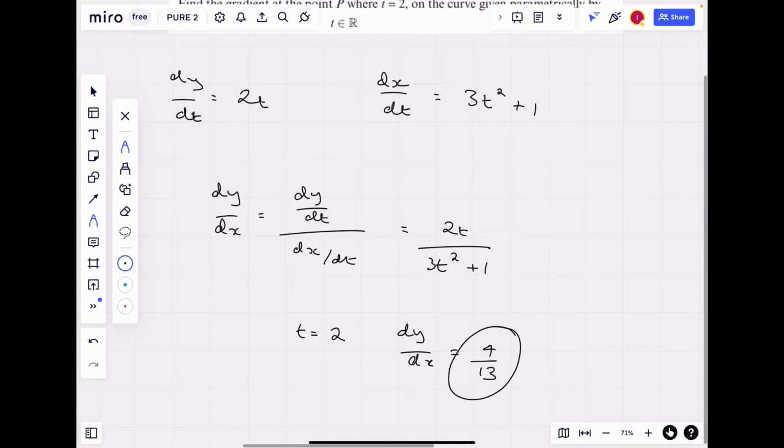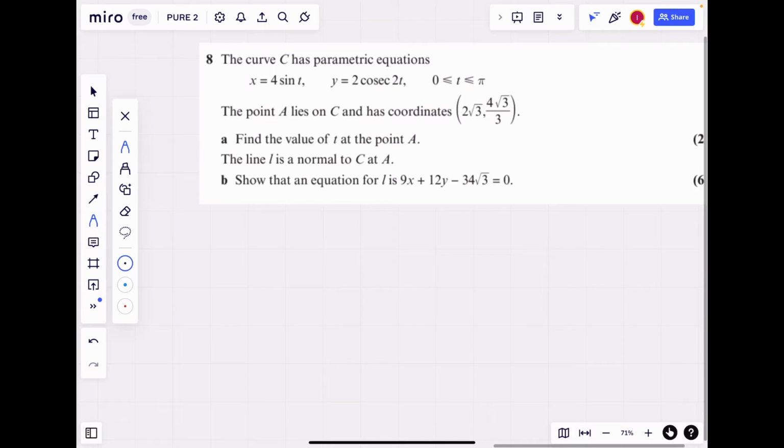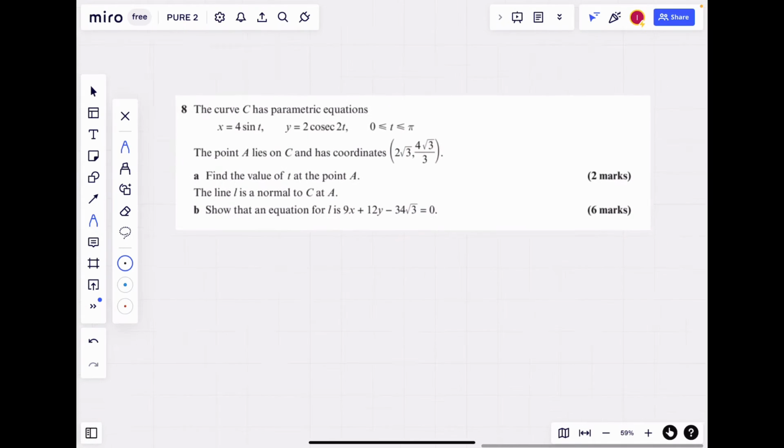That being said, have a look at this question. I want you to give that a go, please. Okay. They've given you your parametrics. They've included trig. And on top of that, they've included cosec. So you have to know your differential trig rules. They've also given you the coordinates 2 root 3 and 4 root 3 over 3.